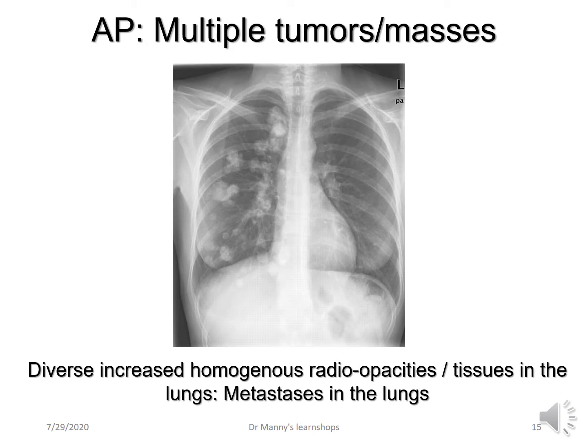Here's an example of multiple tumours or masses or lesions throughout the lung fields, predominant on the right lung, upper, middle and lower lobe, and these are probably metastases which will require further investigation, CT, biopsy, MRI.